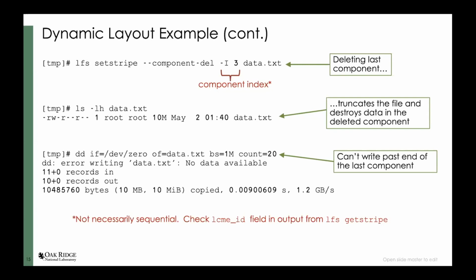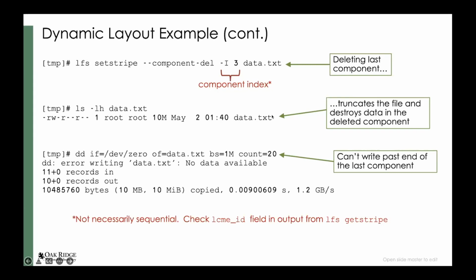And at this point, if we then try to write another 20 megs into it, we're now going to be writing past the end of that second component. And you'll notice here that we now get an error. It will write up to 10 megs and then proceed to give us an error. It says no data available. It's really meaning that there's no layout available past that to do any more writing to.